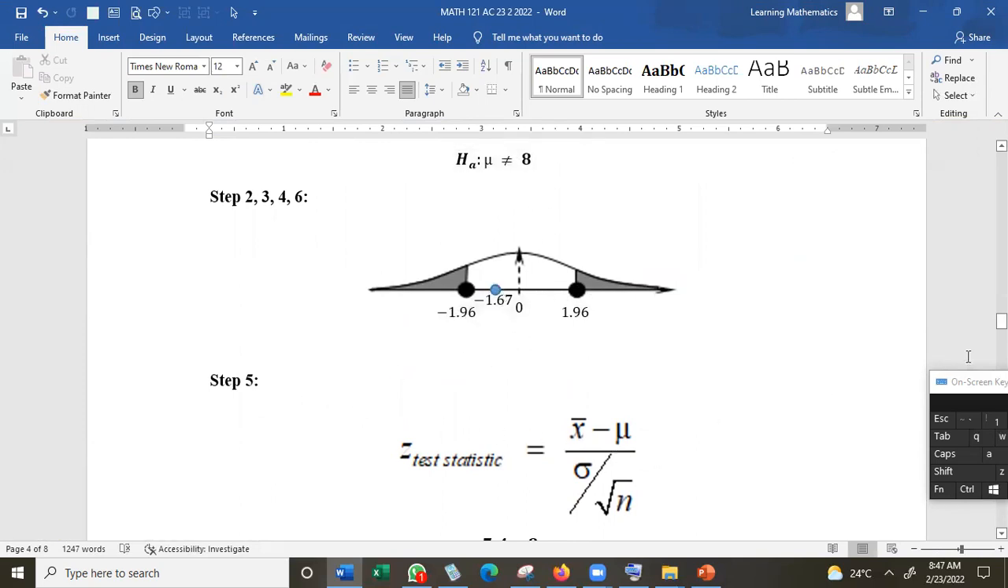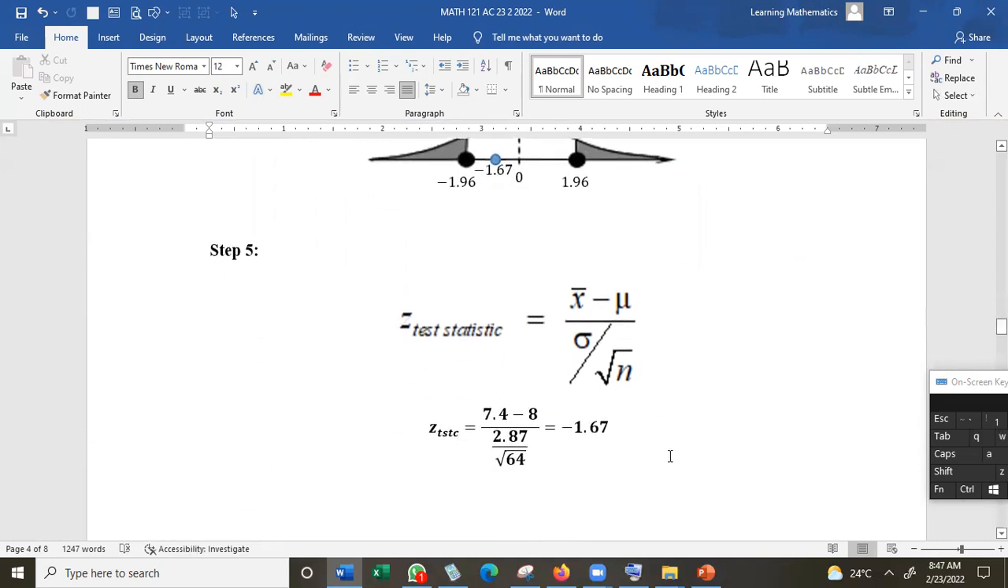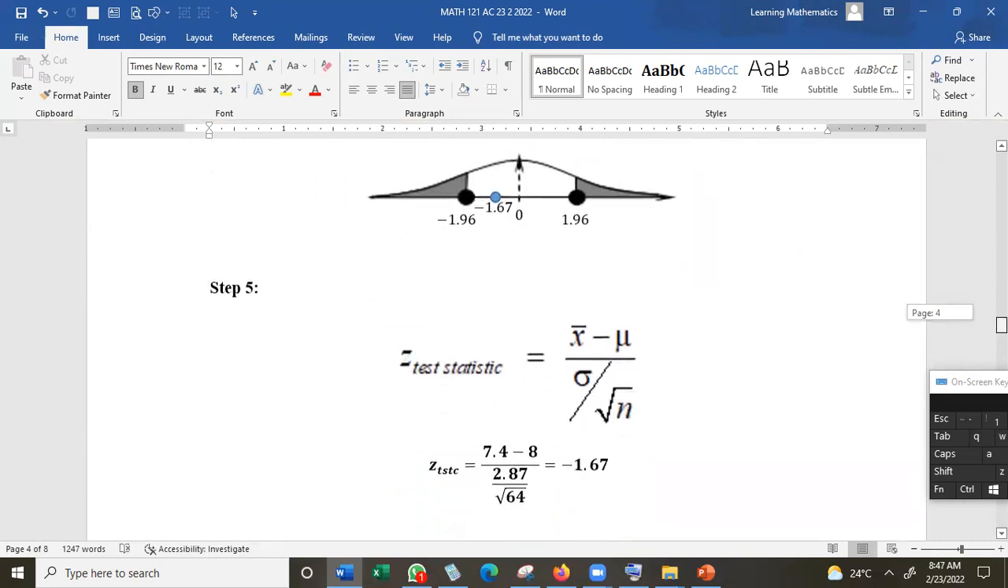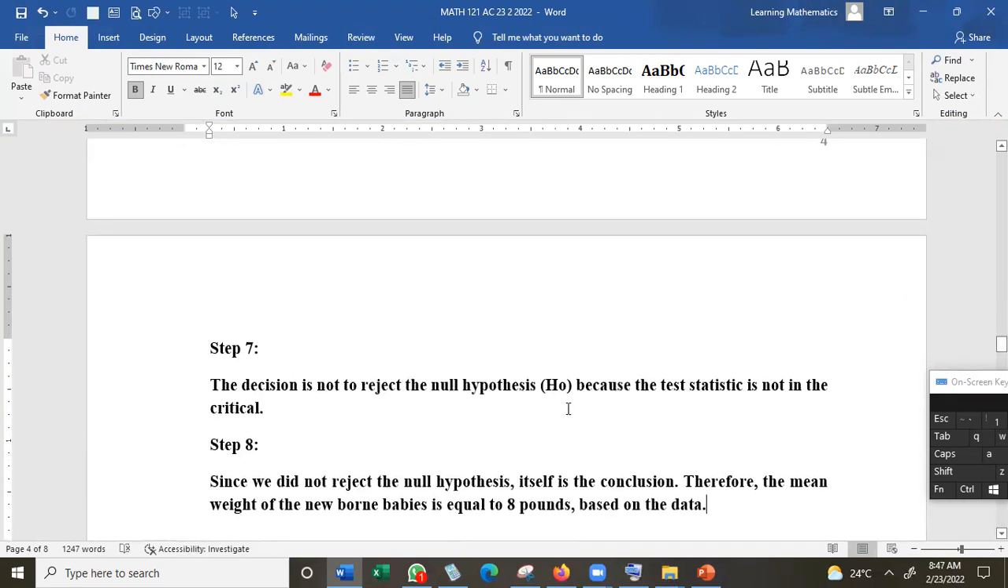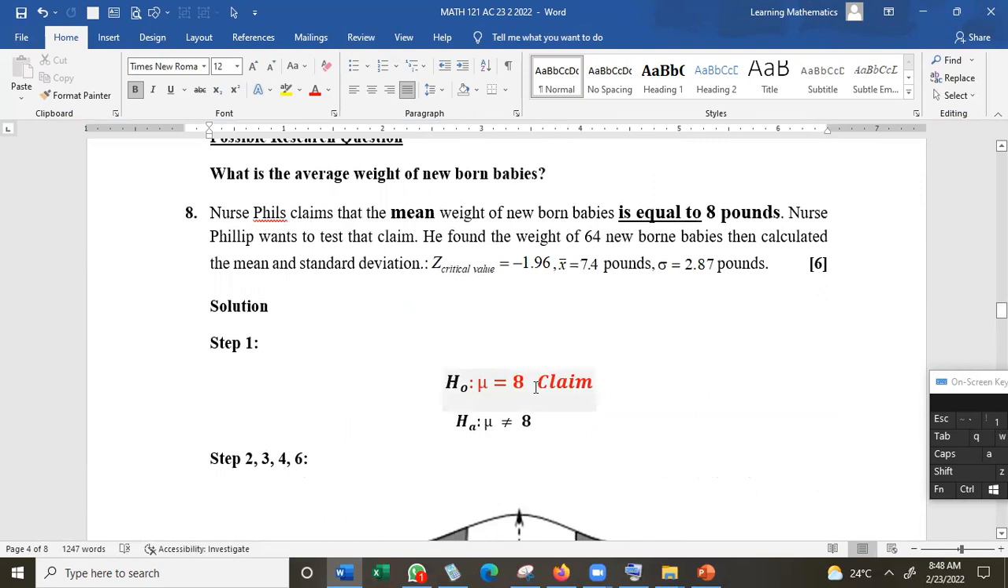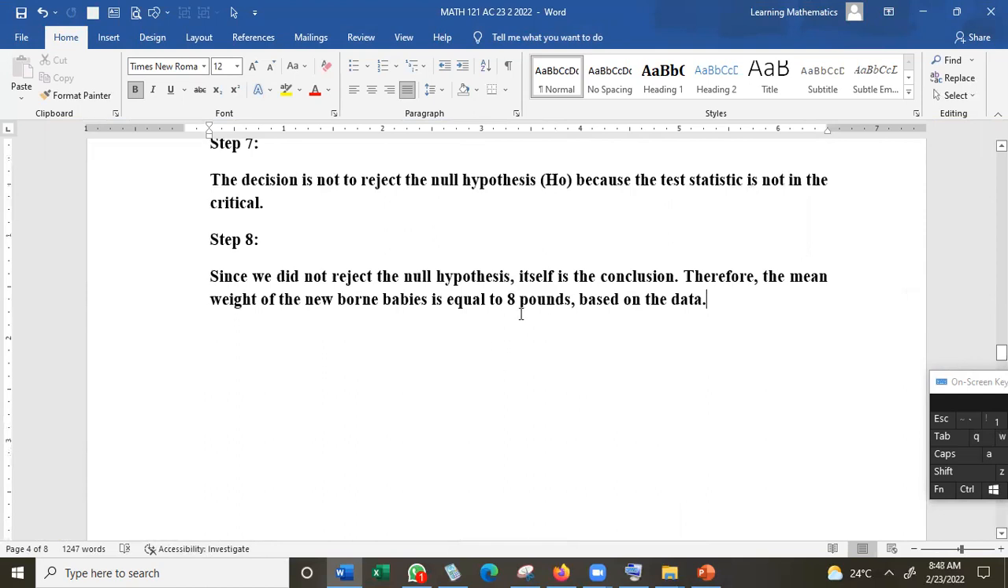Step number 5, you calculate the test statistic. And then that test statistic, in step number 6, you go and you put it on the curve. In that case, it landed in the not rejection region, in the blank spot. That's where our test statistic landed. So in step number 7, we do not reject the null. And in step number 8, since we did not reject the null, the null itself is the conclusion. And what the null is saying, the mean is equal to 8. So that is what we have to conclude. In that case, the mean is equal to 8 pounds based on the data.